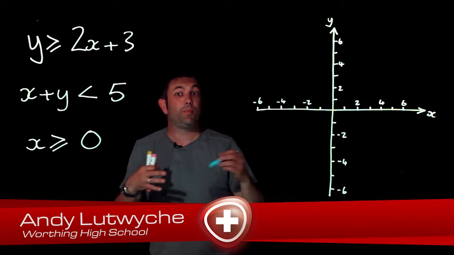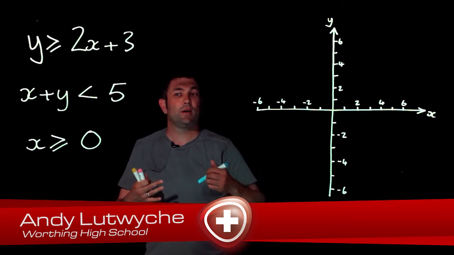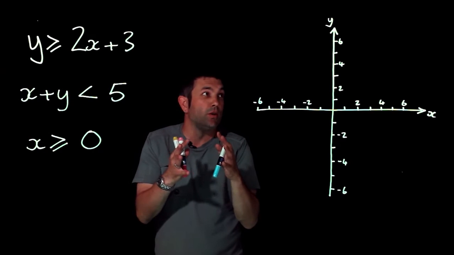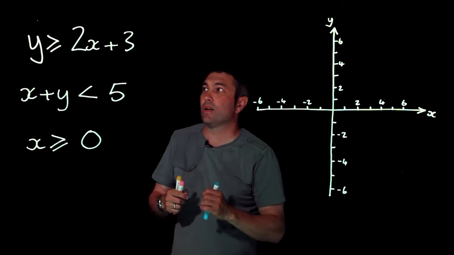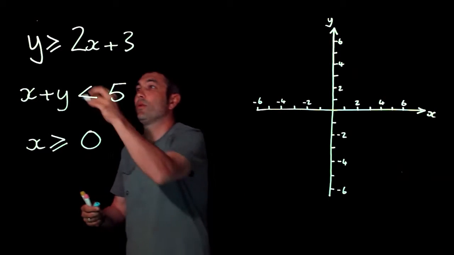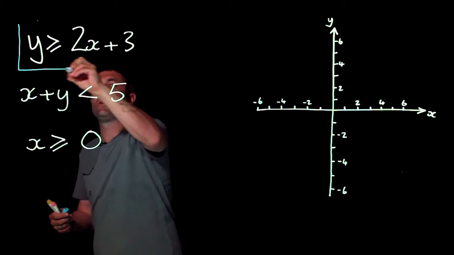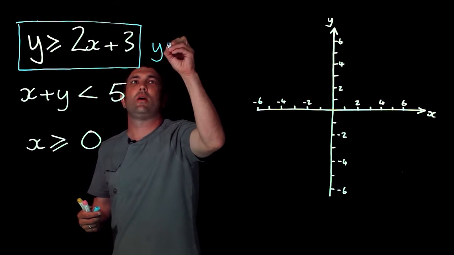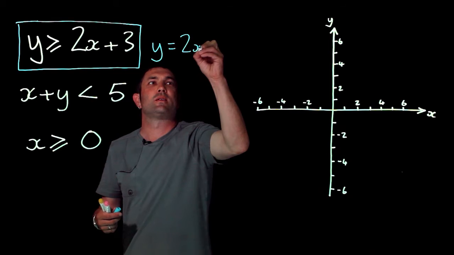Right, in this particular video, we're going to be looking at shading inequalities, or finding a region depending on some inequalities that we're given. So I've got three different colours here because I've got three different equations. Now, the first thing I want to do, and I'm going to do this first one in blue, is I'm actually just going to draw the line y equals 2x plus 3.